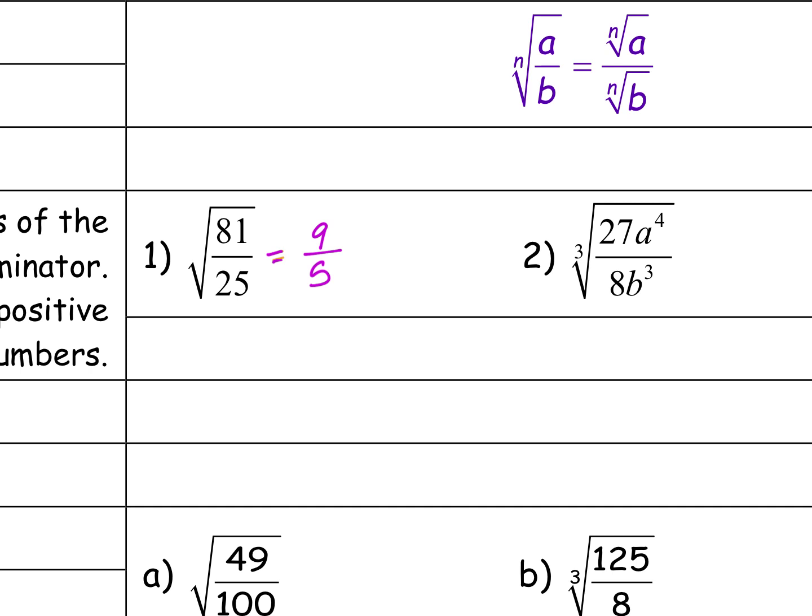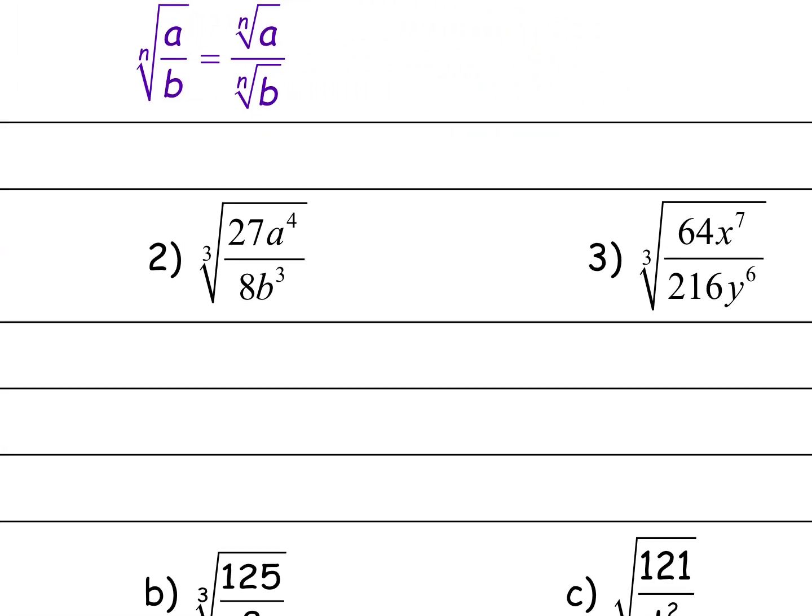So on number 2, we're going to do a cubed root. Okay, the cubed root of 27 is 3, and then 3a cubed root of a over 2b.